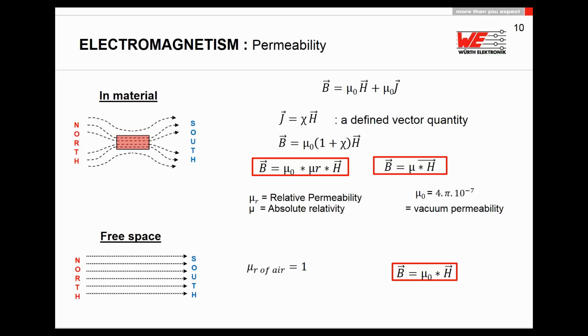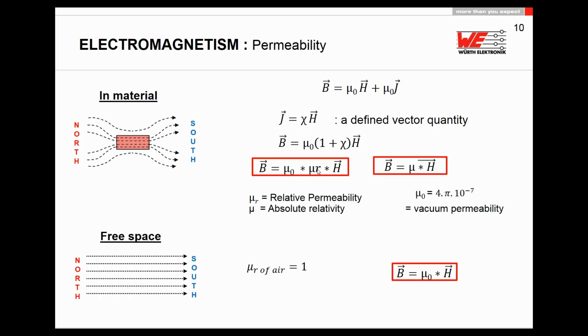In the air choke, you will describe the induction formula B. It is mu 0 multiplied by H. Mu 0 is the vacuum permeability and mu r is 1. It's a wonderful, nice formula because if you apply more current to the wire, you have more H, and automatically you will have more B. It means you have a nice linear function.